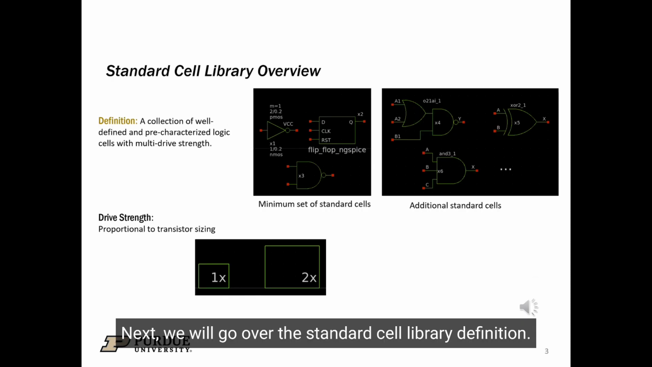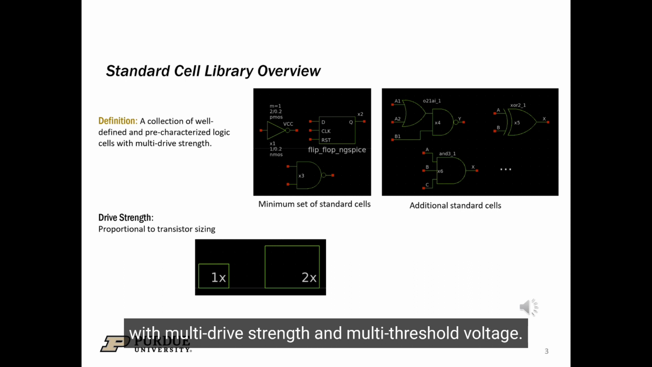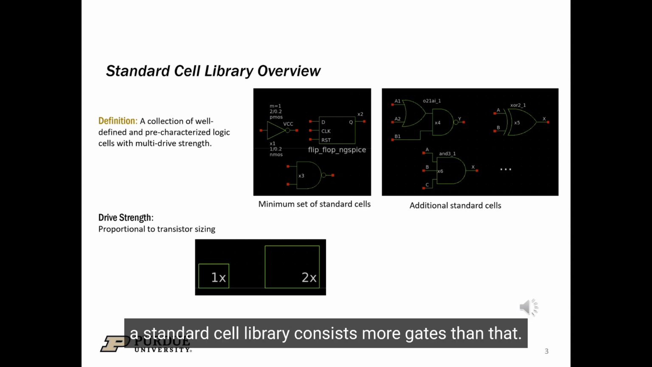We will go over a standard cell library definition. So a standard cell library means a collection of well-defined and pre-characterized logic cells with multi-drive strength and multi-threshold voltage. A minimal standard cell library consists of an inverter, a 2-input gate, and a flip-flop. However, in reality, a standard cell library consists of more gates than that.